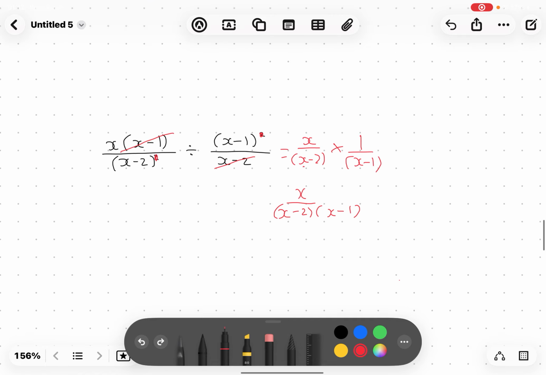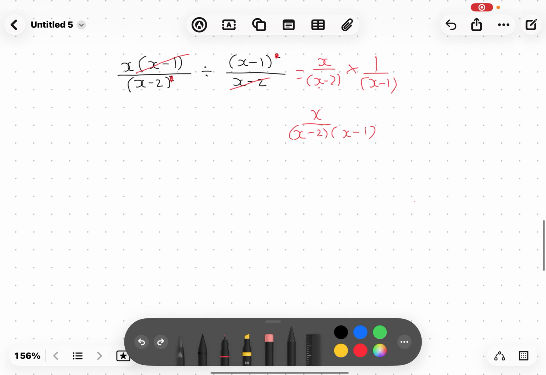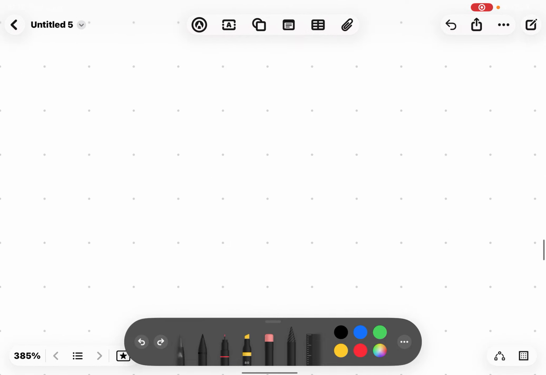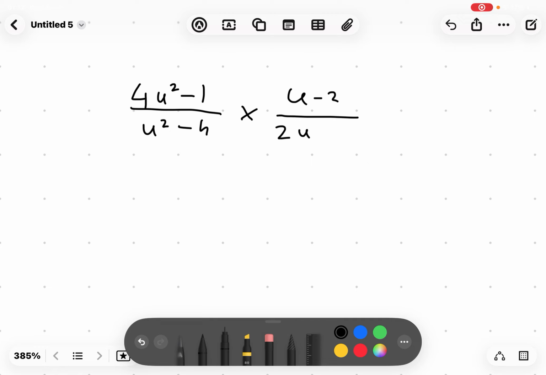So, oh wait, why am I trying to delete it? Okay, so next, we have 4u2 minus 1 over u2 minus 4 times u minus 2, 2u minus 1. So look, you might think, oh, we can take away the u's and all that stuff, so we can take away the 2. Not right now.